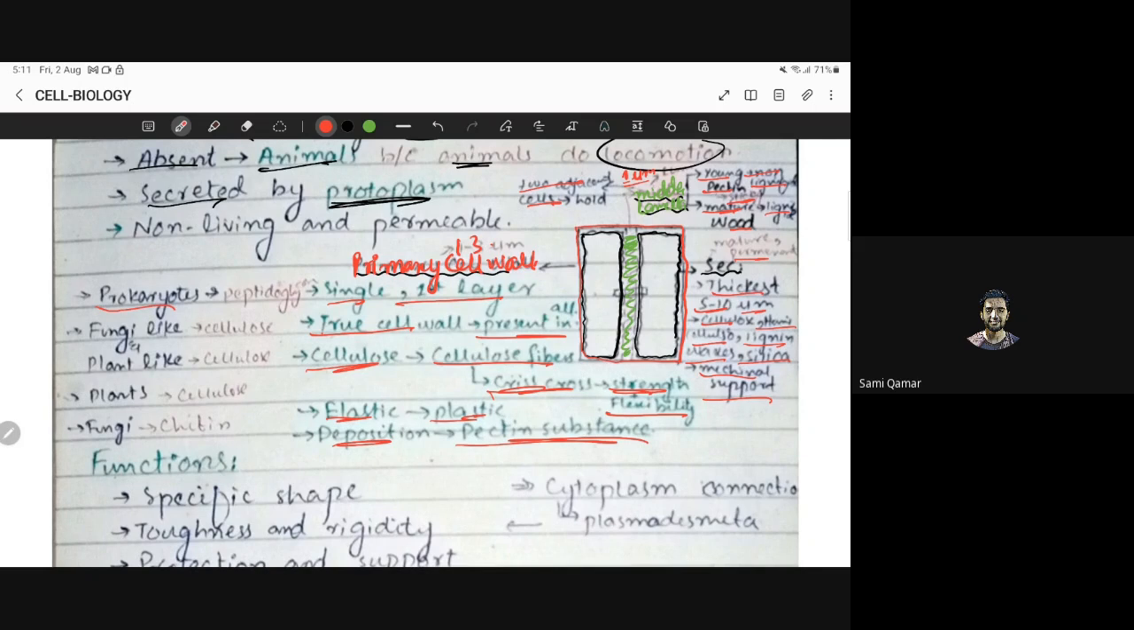Prokaryotes. In prokaryotes, what is the composition of the cell wall? It is peptidoglycan, or it is.